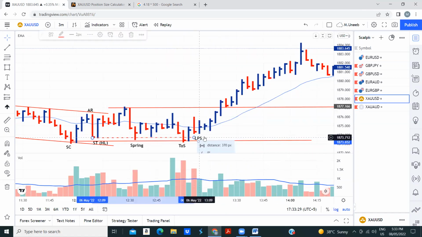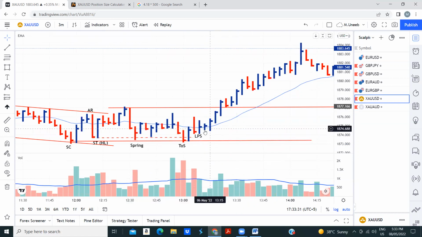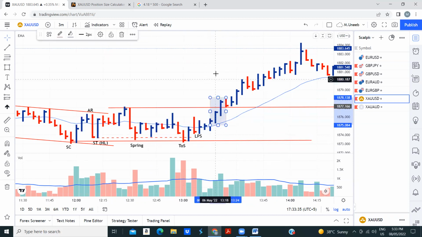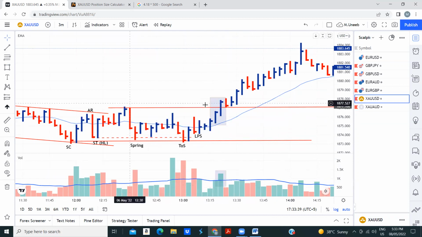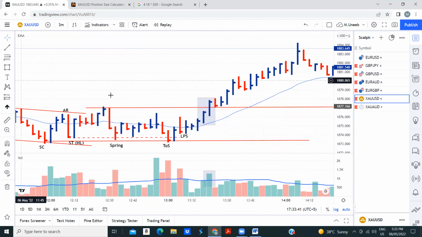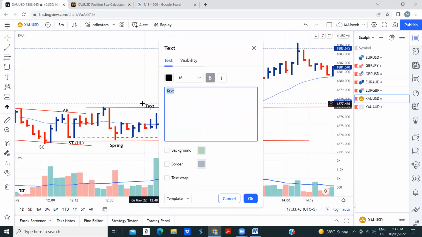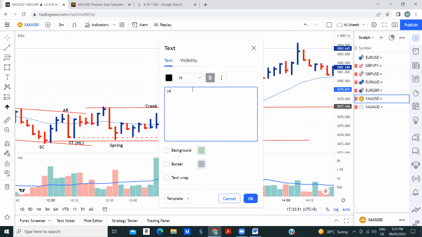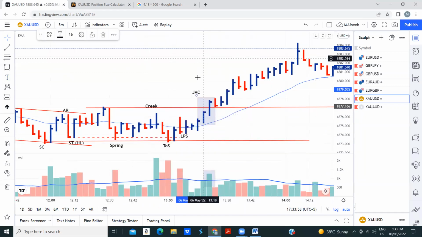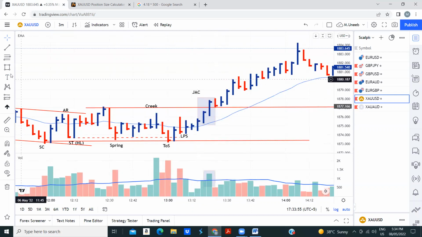And then as we break up, what happened to the bars here? The spread is increasing. What happens to volume? Volume is increasing and it is breaking this one, which I told you is ice. Oh, sorry, creek, right? This is the creek. So we call it JAC, jump across the creek. Got it? And this one, LPS again.